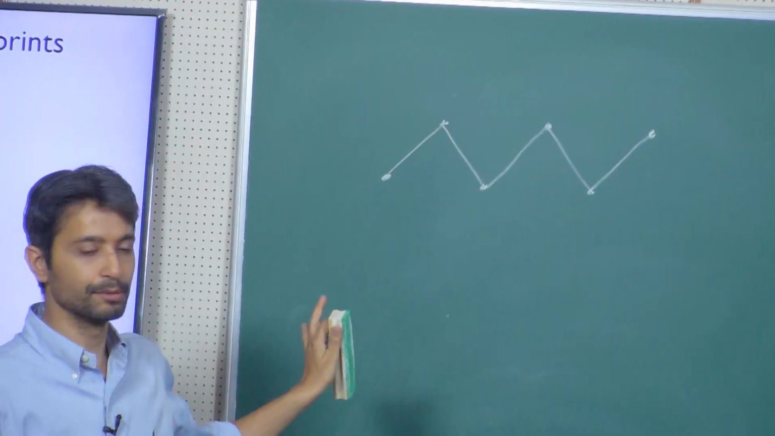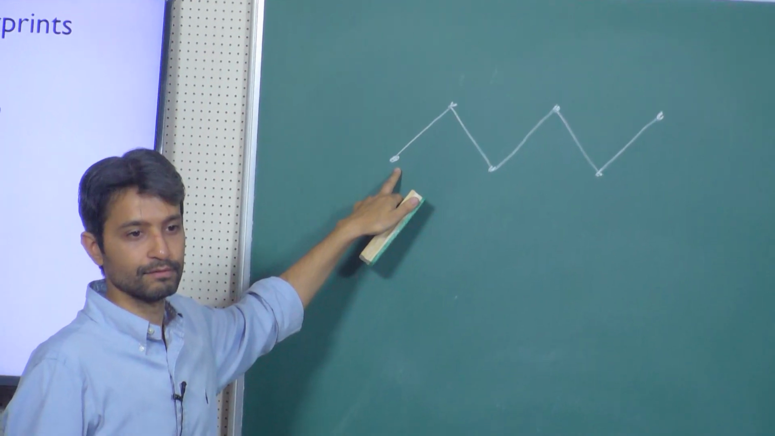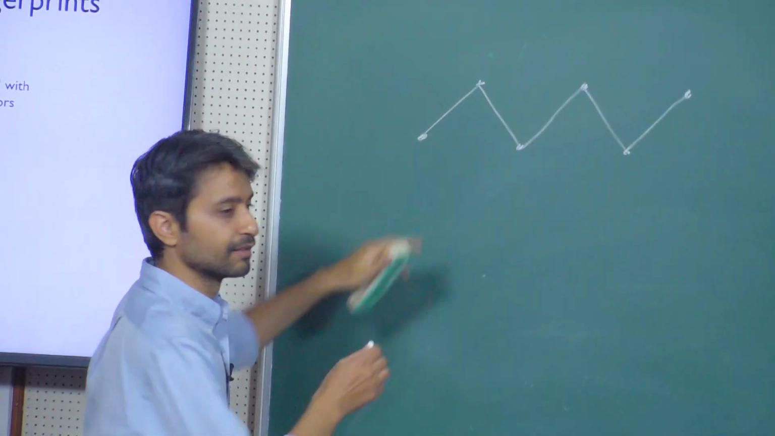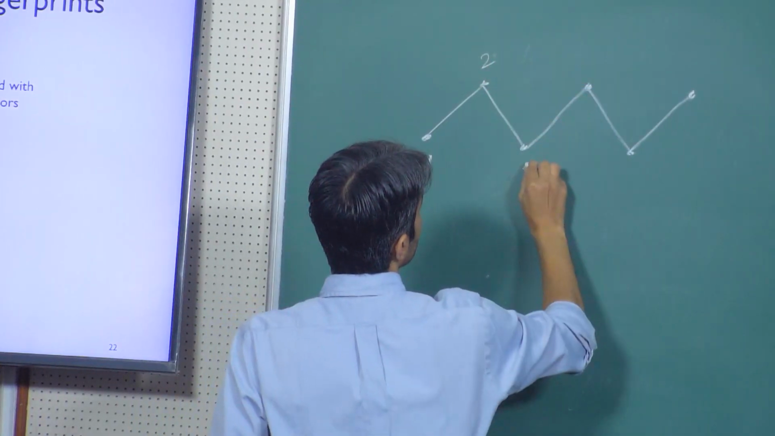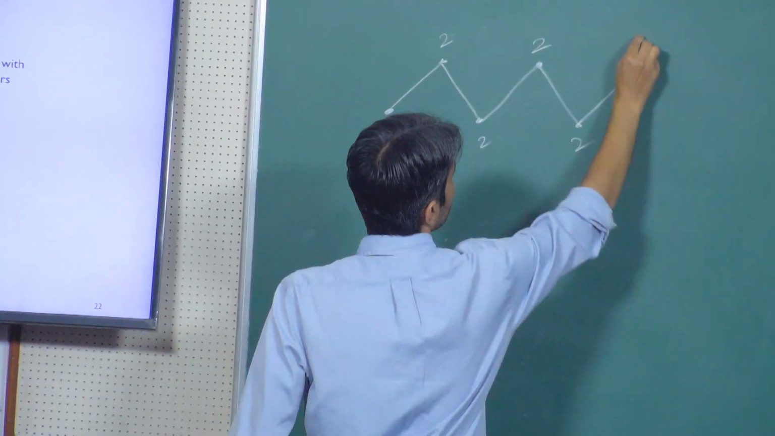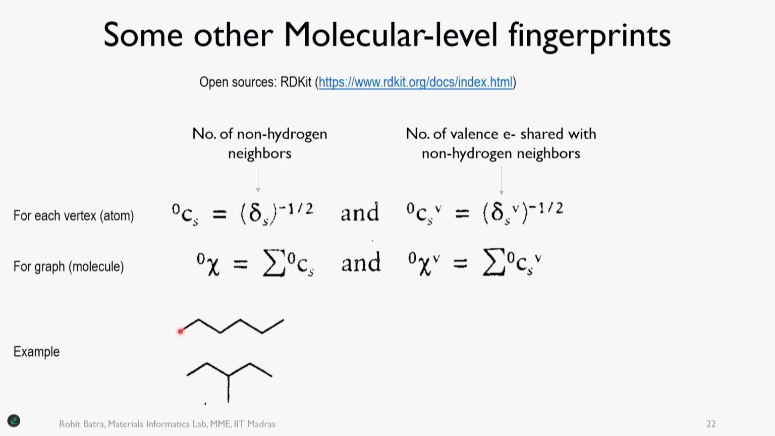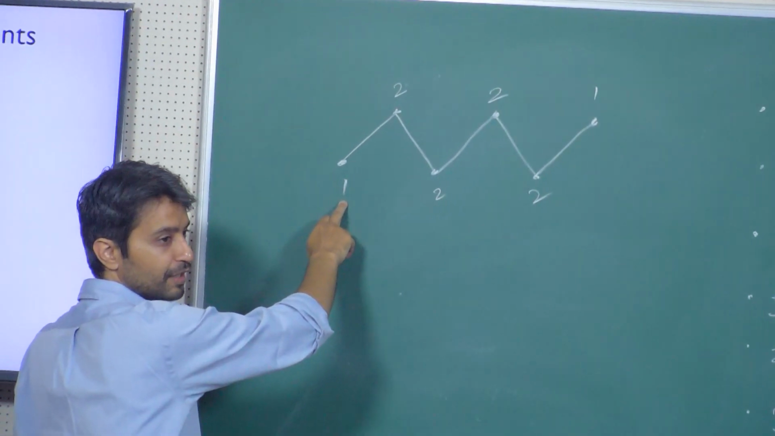It's understood in this representation. So how many non-hydrogen atom neighbors does this carbon atom have? 1. This one? 2. So 2, 2, 2, 1. What I will do is, I will do inverse and then square root. So the inverse square root of 1 is the same, 1.